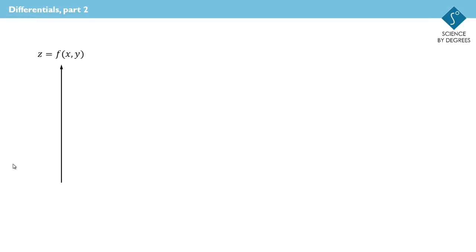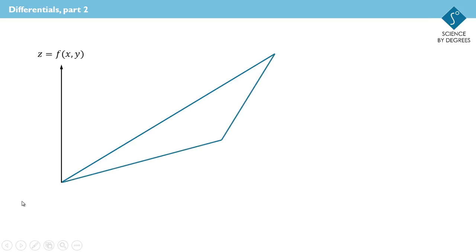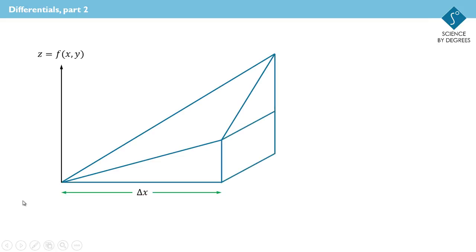So this time we're going to show the quantity z varying in x and y. Here's a small change in z, which is made out of a small change in x and a small change in y. There's the change in x, there's the change in y. There's the corresponding change in z as x and y change by the amounts shown. So let's work out an expression for delta z.